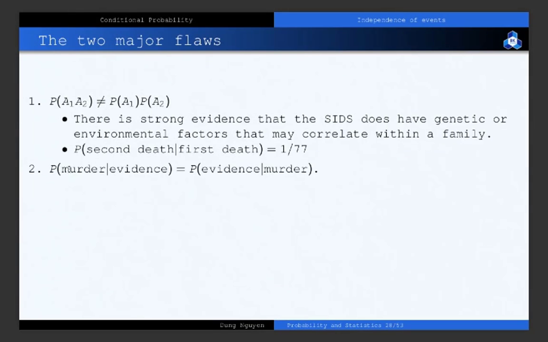The probability of murder given the evidence is not exactly the same as the probability of evidence given the murder, right? So what you want to compute is the left-hand side, and what you can compute is the right-hand side.